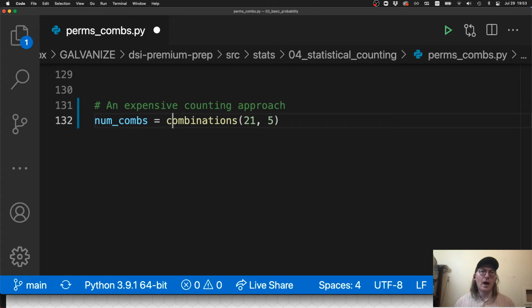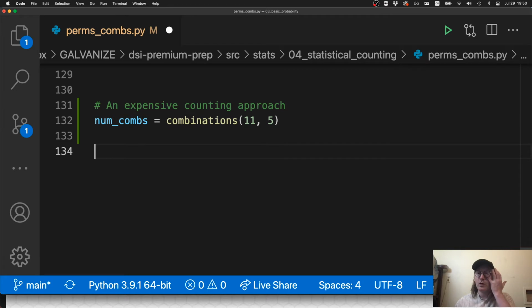So I'm actually going to assume that we don't have 21, but we have 11. I'm doing that in the interest of time, because this is going to take a little while to run. And 21 choose 5, through this approach, if we're generating all the combinations, is going to have quite a bit more overhead than 11 choose 5. So I'm going to call this basketball combinations.